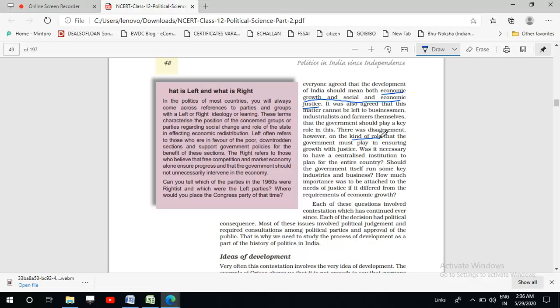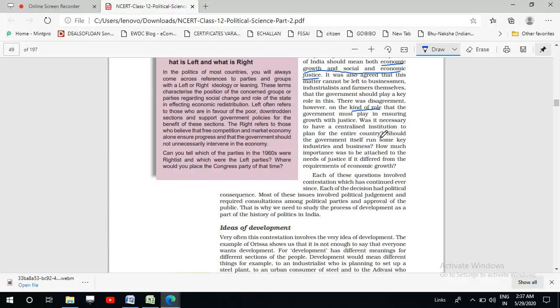And in many of the questions regarding development, political judgment will be involved, and it will require consultation among political parties. Whatever main political parties are existing in the country, there must be consultation among political parties in order to reach a proper decision, and there is need of approval of the public also. So this is the reason that we are studying this process of development as a part of the history of politics in India.